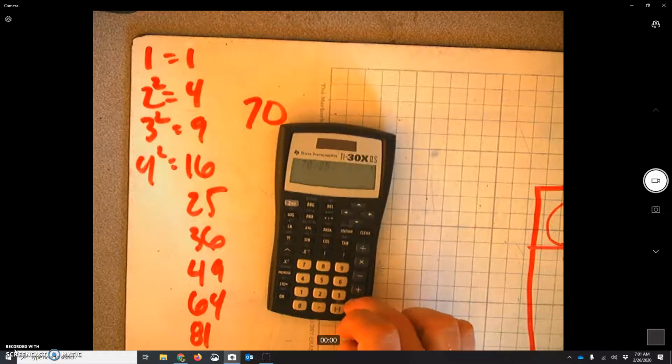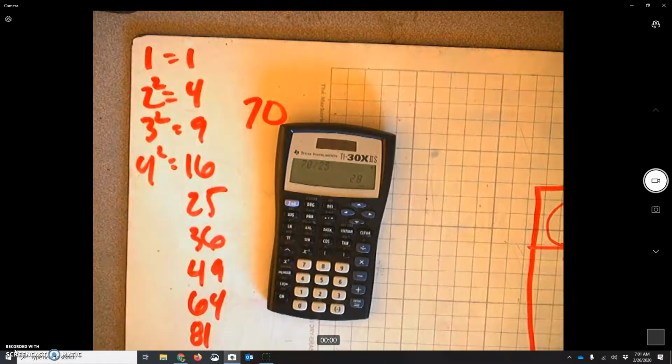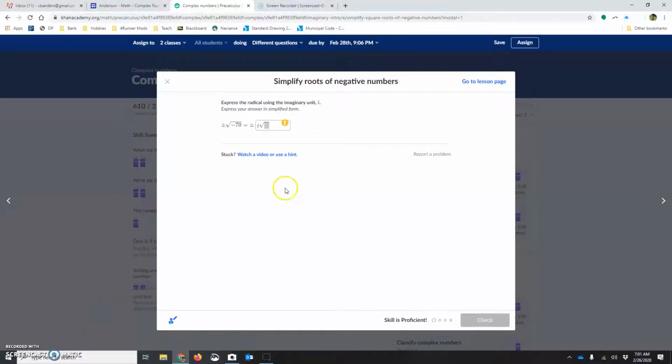25 does not. And 36 does not. So there's nothing that goes into it whole. So if that's the case, our answer is just going to be the square root of 70 inside. So we're just moving the negative sign out.